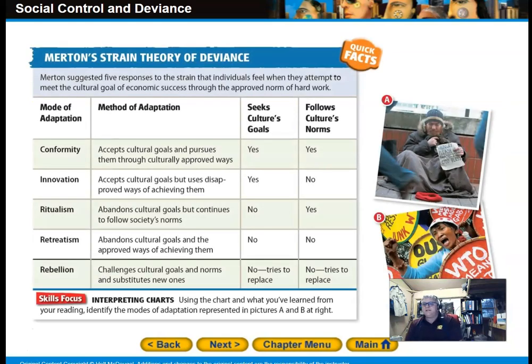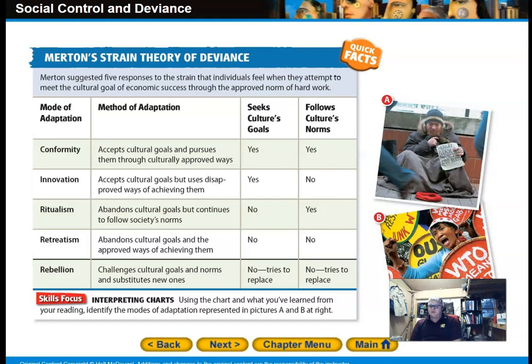Merton's strain theory of deviance. Merton suggested five responses to the strain that individuals feel when they attempt to meet the cultural goal of economic success through the approved norm of hard work. The first mode of adaptation is conformity. It accepts the cultural goals and pursues them through culturally approved ways. It seeks the culture's goals, and it follows the culture's norms.